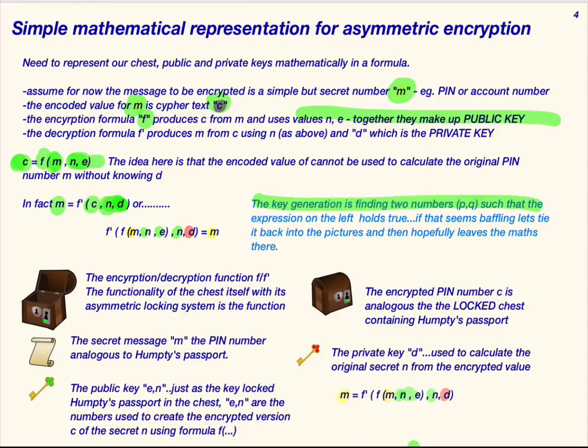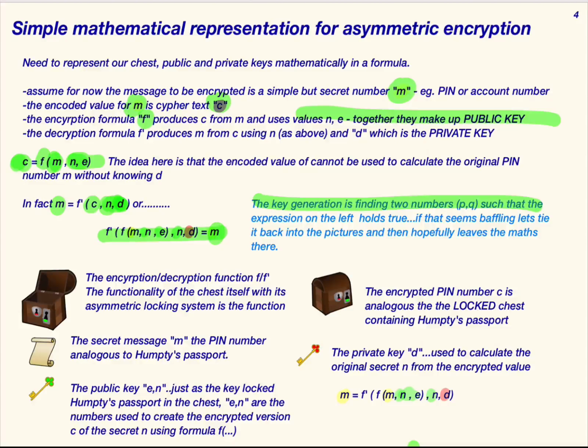So I've just made a note here. The process of key generation, mathematically, is finding two numbers such that the expression on the left holds true, right? So if I apply the same function twice, I'm going to get the original message back. If this is confusing, don't worry too much. You can leave me some questions down below and I'll answer them. It's not really that important to the overall understanding of the video.